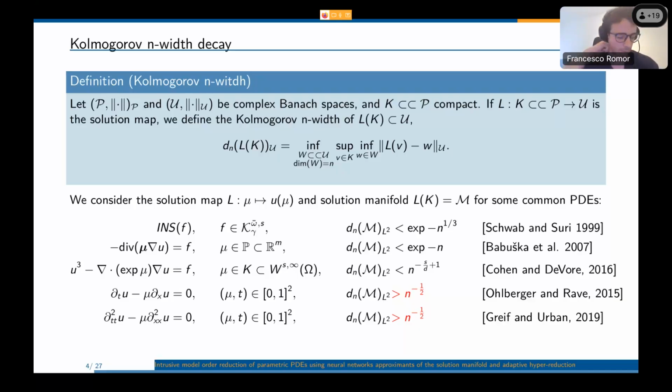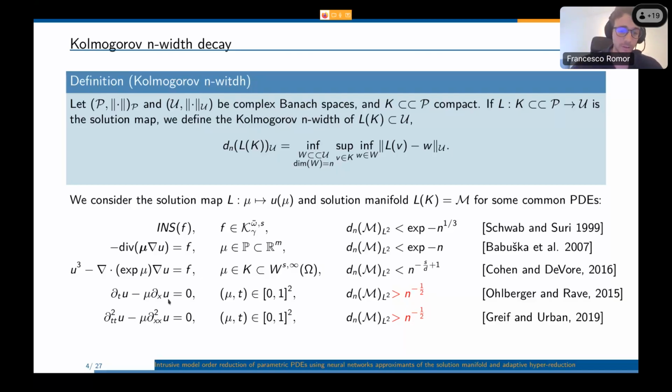So it's important to notice that not every advection-dominated problem has this kind of slow Kolmogorov width decay. In fact, a lot depends on the regularity of the initial conditions and also on the regularity of the parameter to solution map. And more generally, it may happen that in practical applications, even if you have asymptotically slow Kolmogorov width decay, you may still reach a sufficient accuracy with a sufficiently small number of modes. So it does not mean that if you have a very slow Kolmogorov decay, then you cannot approximate your problem at all. It depends case by case.